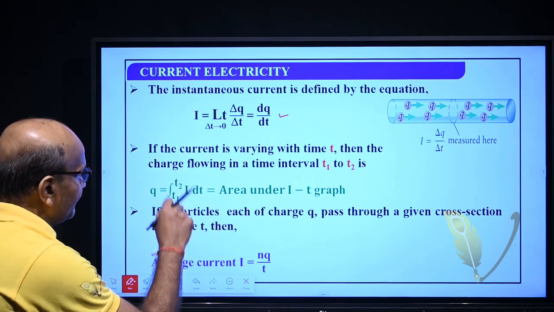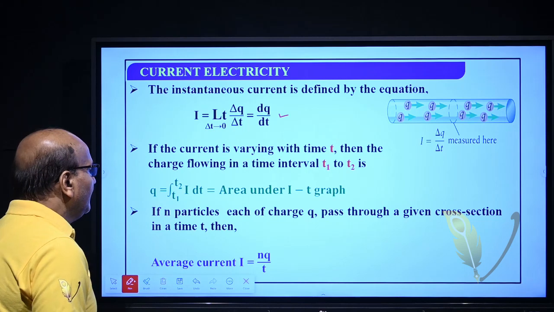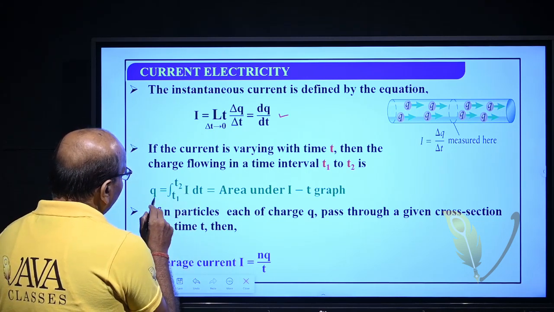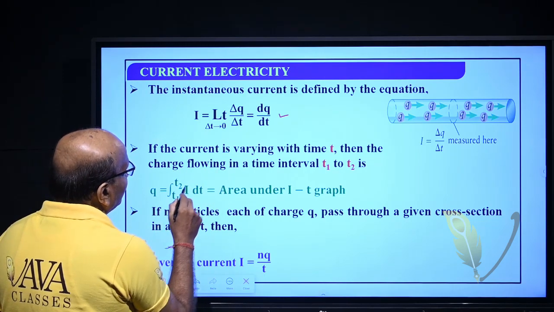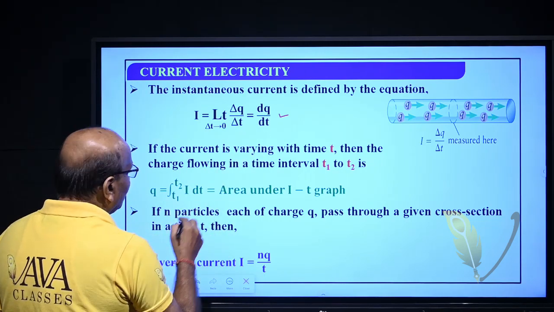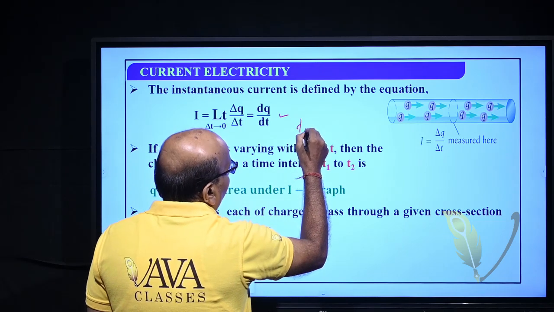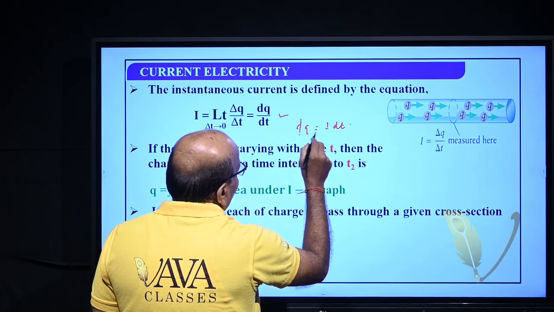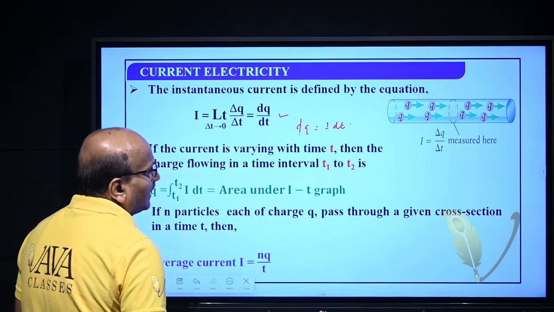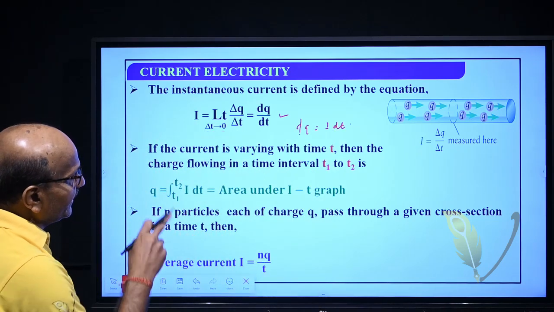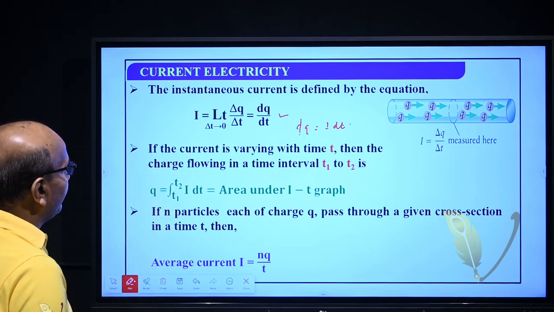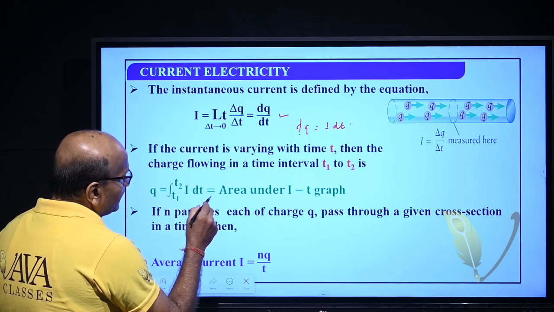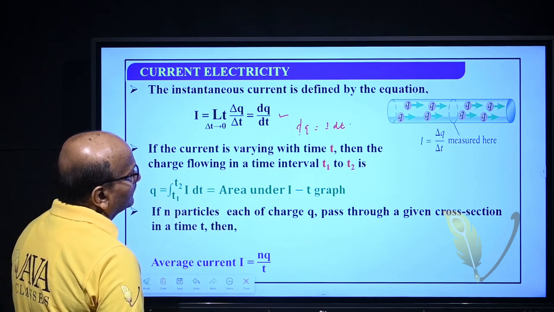So, if current is varying with time t, then charge flow within time interval t1 to t2 can be calculated by integrating the expression, because dq is equal to I dt. Now, total charge flow within time t1 to t2 can be calculated by integrating the expression from time t1 to t2. Then we integrate it, and we get this much.